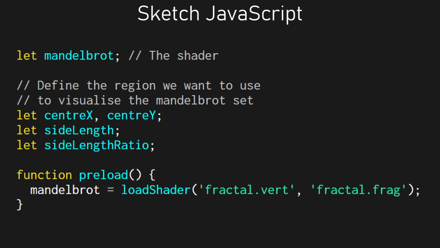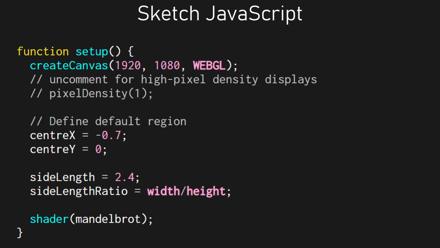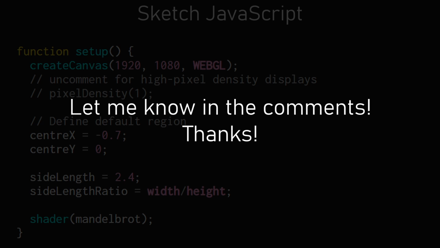In the preload function, we use loadShader to load in our fragment and vertex shader, and we store them in the Mandelbrot variable. Inside the setup function, I set the width and height of the canvas, as well as put it into WebGL mode, which we have to do to be able to use shaders. If you're using a high density display, you might have to set the pixel density to 1 to get this to work. For some reason, the shaders don't like it when there is a high pixel density, but if you know how to get around this, please let me know in the comments.